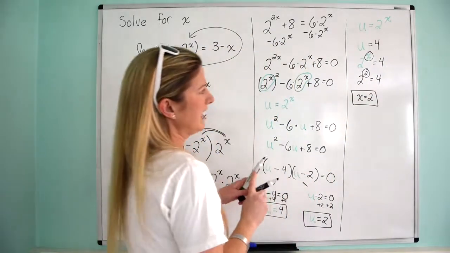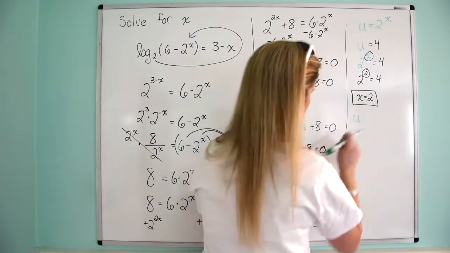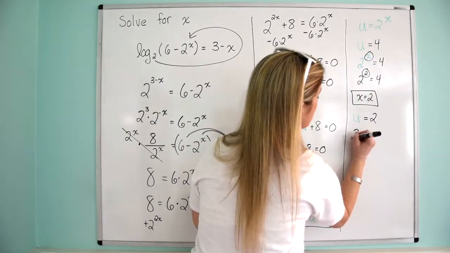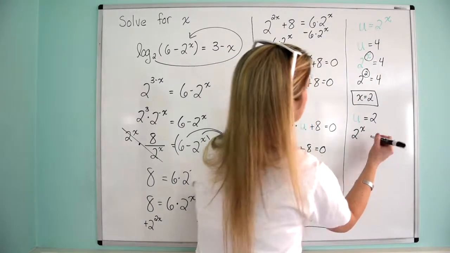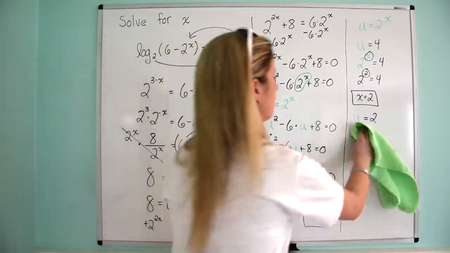Boom. And then I take my other one, which was u equals 2, and I say u equals 2. So remember, u is really 2 to the x, so I write that as 2 to the x. Okay, I should have written that in green. Maybe I will write that in green. I think the colors usually help.